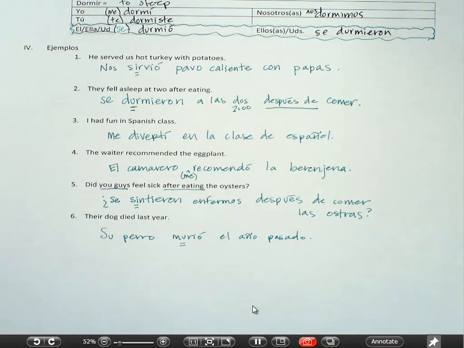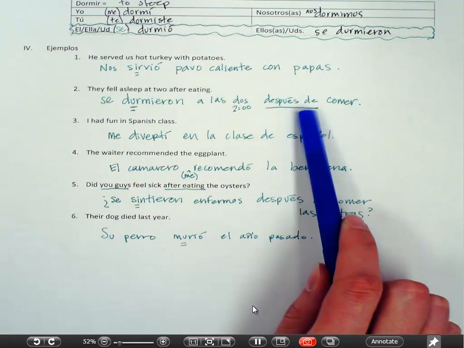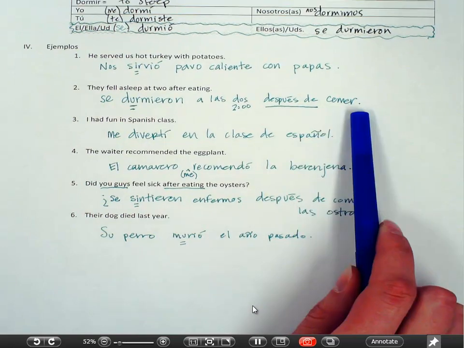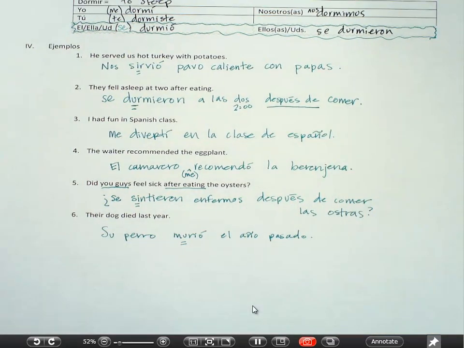For number 2, they fell asleep at 2 after eating. They fell asleep would be from the verb dormirse. So here's se durmieron a las 2. Después de comer means after eating. After you use a phrase like después de, you can just use the infinitive to eat. And it sounds like eating to us in conjugation or translation, but it is infinitive form comer. Se durmieron a las 2 después de comer.